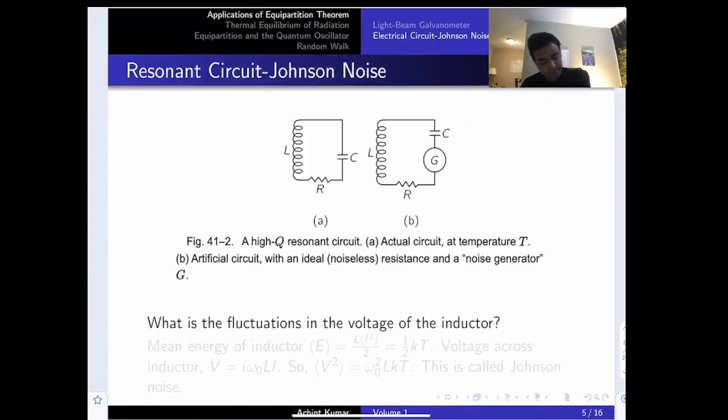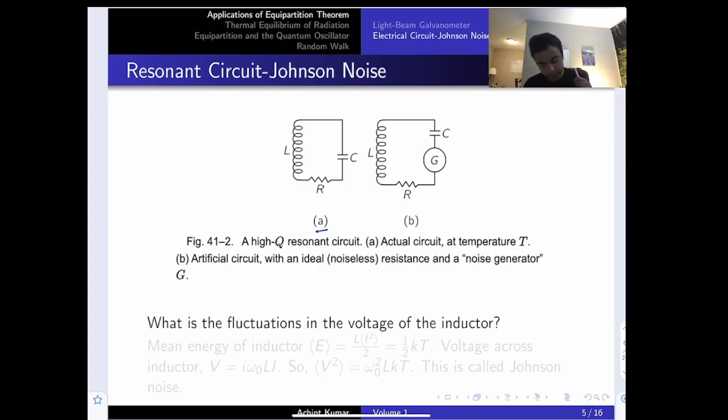Next is the concept of Johnson noise, which is the noise present in an electrical circuit independent of any signal in the electrical circuit. So the problem I want us to consider is the following. It's a series LRC circuit. Notice that this circuit has no batteries, no sources of energy.